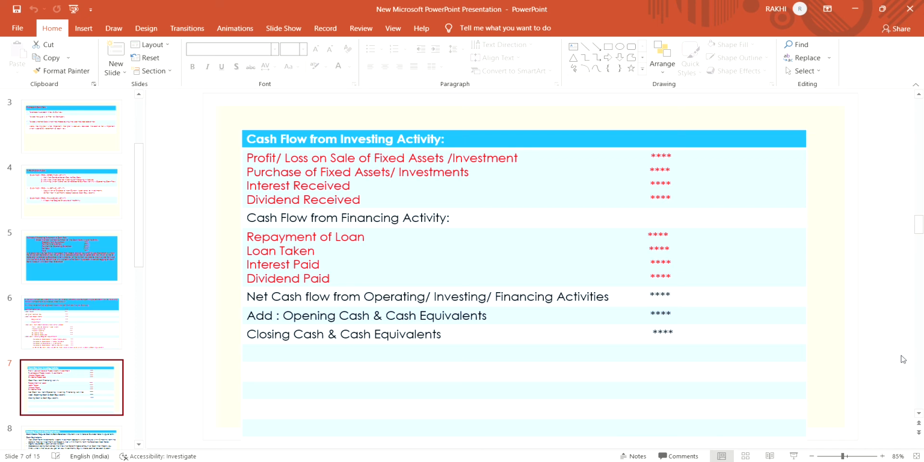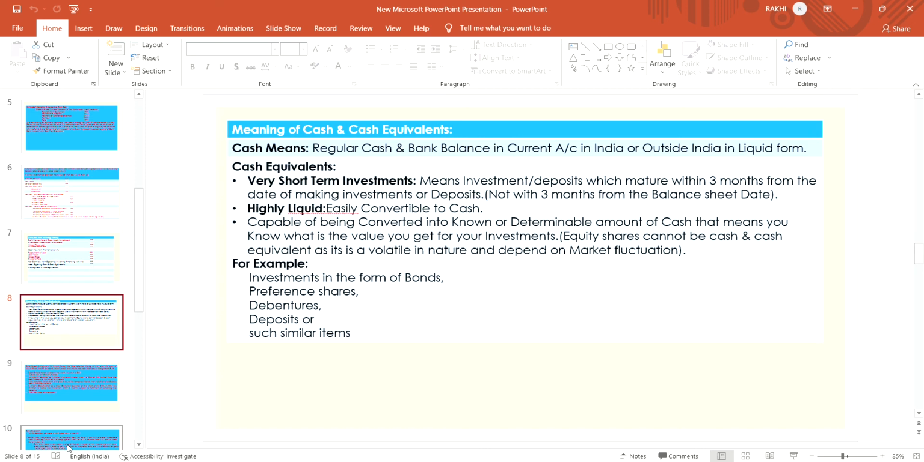And if any foreign currency transaction is there, related to foreign currency, due to the closing rate, any profit or gain arises, that is the adjustment entry which we will do here after opening cash and cash equivalent. Then there comes the closing cash and cash equivalent. So this is the cash flow by the indirect method.